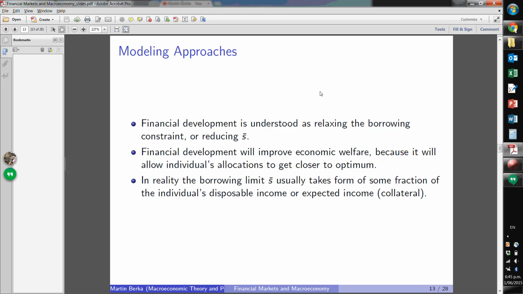So the amount of savings would be bounded from below, maybe by 0, right? And so this lower bound can be reduced to negative territory, so that you can borrow if the financial sector is more developed. And so that's one way of modeling financial development, is to say that this borrowing constraint, which is modeled, for example, by a lower bound on savings, can be further reduced.